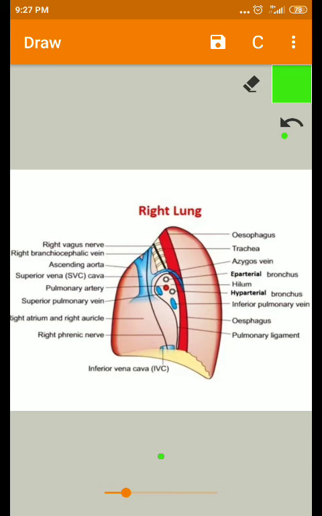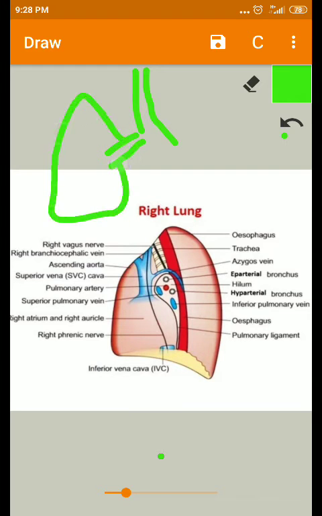Students, welcome back. Now we are going to see the mediastinal surfaces of the lungs. In that, the first one is the right lung. Some of the structures are related to the mediastinal surfaces of the right lung and the left lung. So as we know, these lungs are present like this, isn't it? This is the left lung and this one is the right lung.